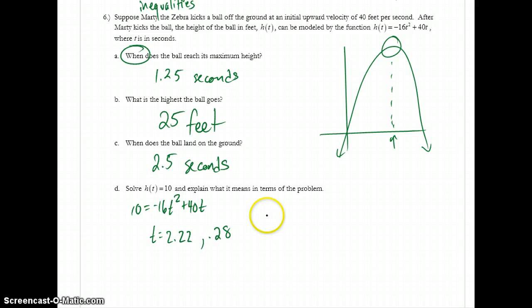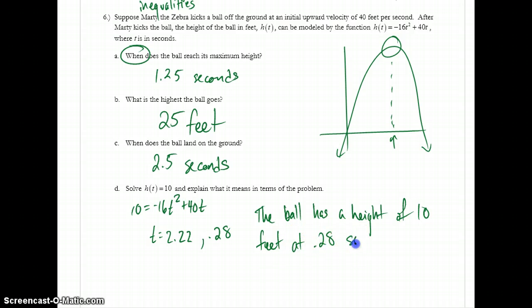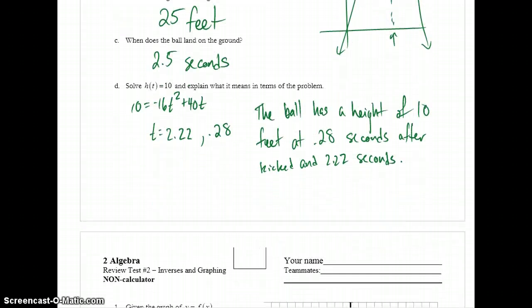So what does that mean? It means the ball has a height of 10 feet at 0.28 seconds after being kicked, when it's going up, and 2.22 seconds as the ball descends back down. And that is the end of the first half of our test.